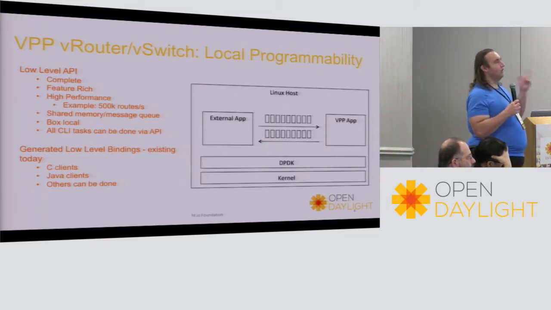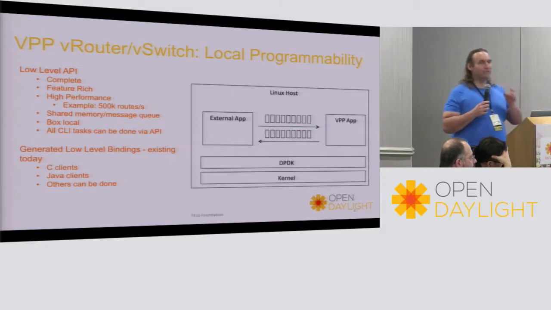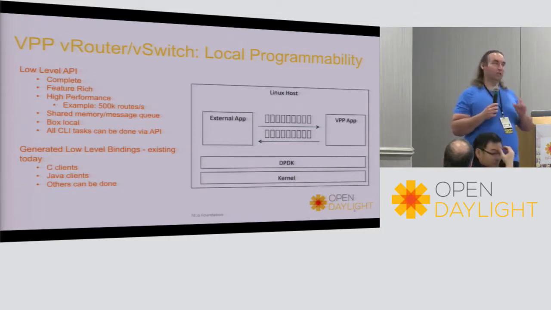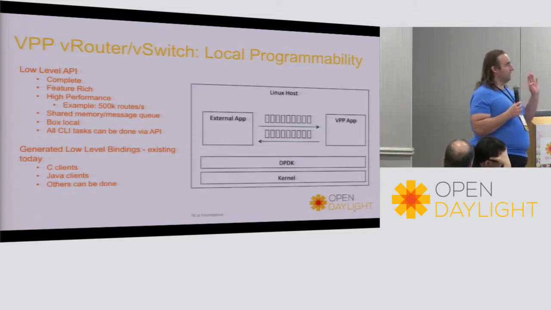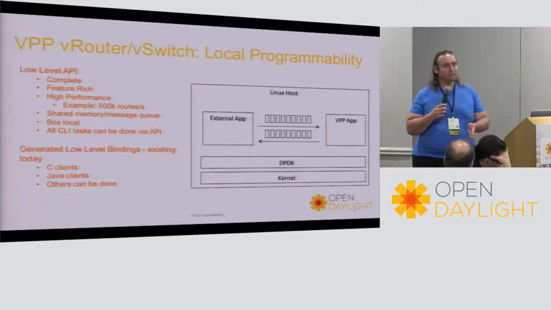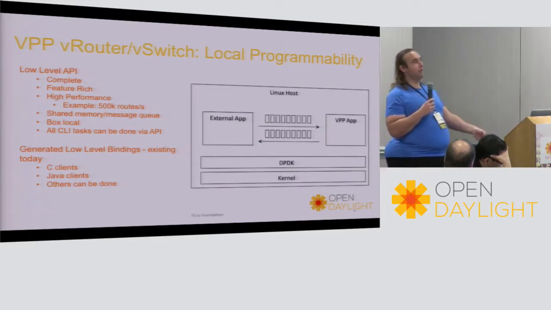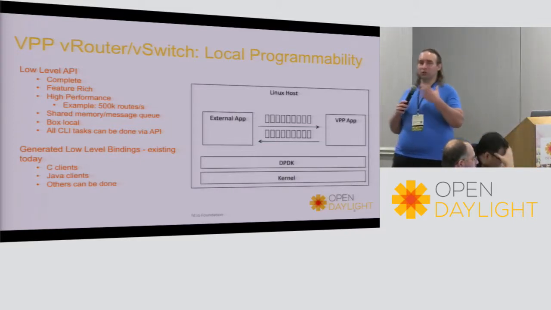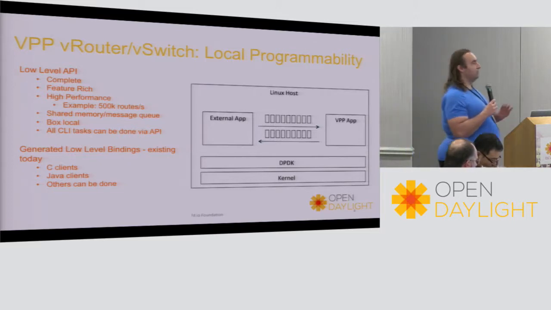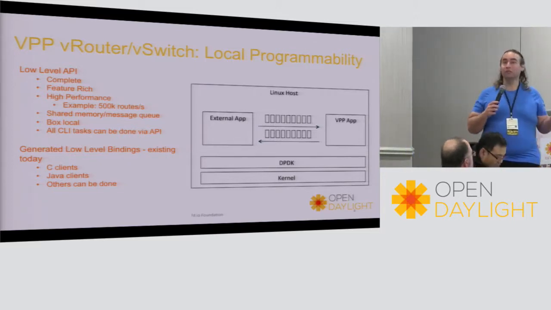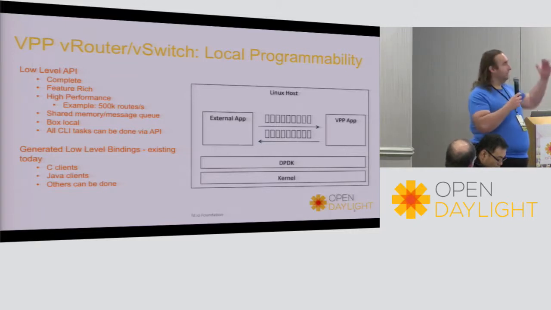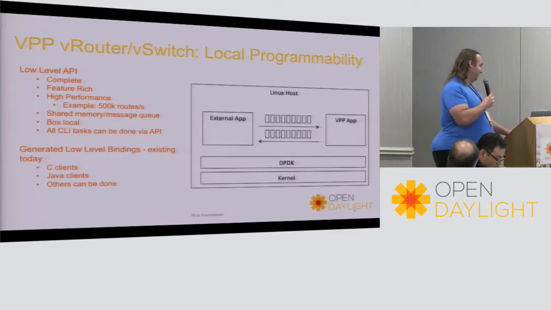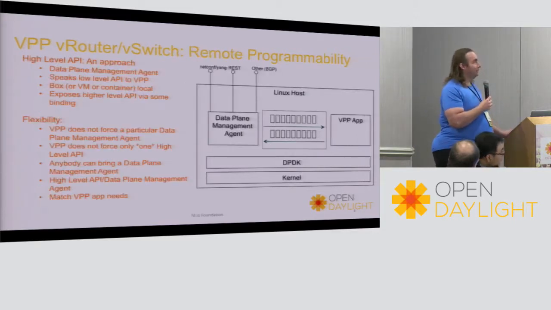In addition, the low-level API uses a domain-specific language, a DSL, to specify the messages that get sent over that messaging queue. And this DSL is used to generate C bindings for clients and also Java bindings for clients so that you can write semantically meaningful software in C or Java. Now, not the only two that could be done. It's just the two that happen to have been done. You could do other languages as well. That's completely doable. But these are the two that have been done at this point. And the Java client is about to become very significant in about two slides.